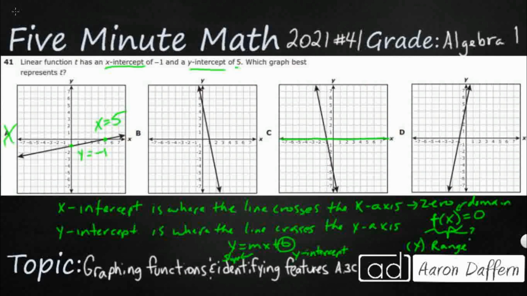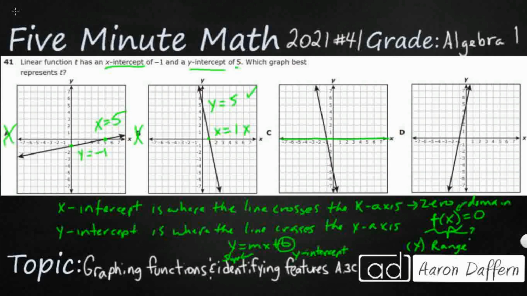Let's check b. So we've got the y-intercept here of 5. Okay, that's good. And I've got the x-intercept of, oh, look, 1. I need -1. So that's what they'll do. They'll flip the sign, and instead of being -1, it's a +1. So half of it is correct, but that's really not what we're looking for.